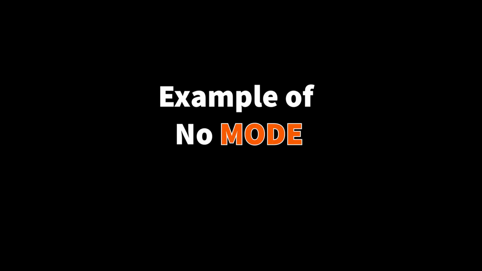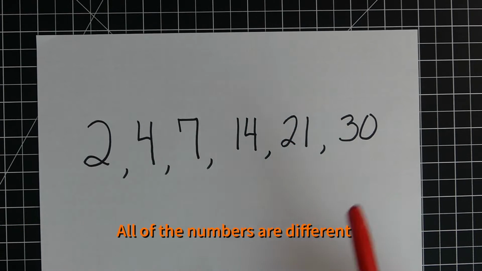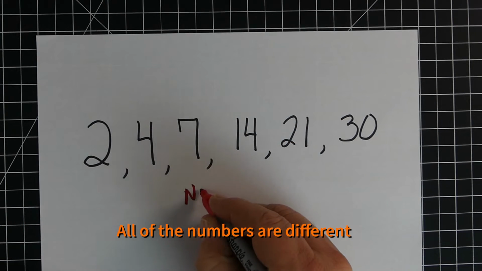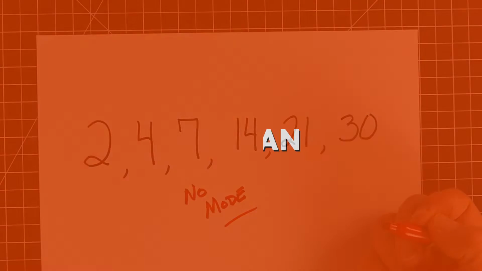And sometimes you just don't have a mode. We have 6 numbers here. All of them are different, so we have no mode. Our next term is the median.